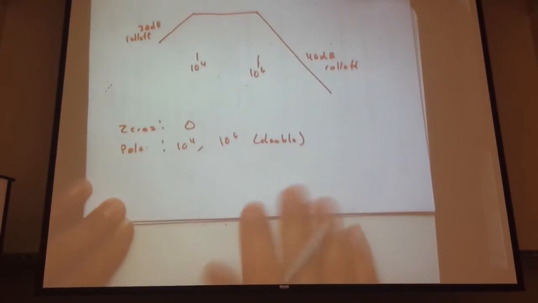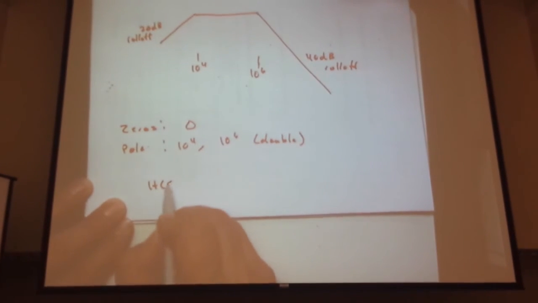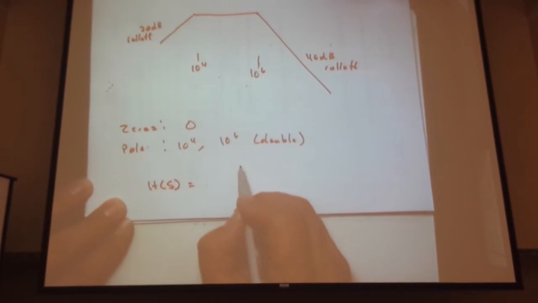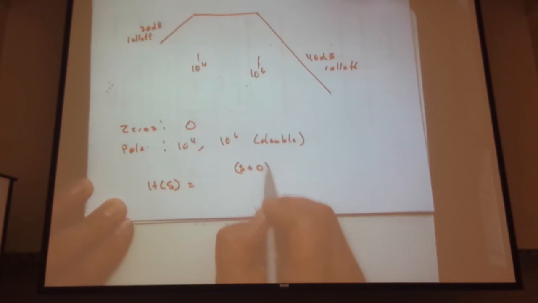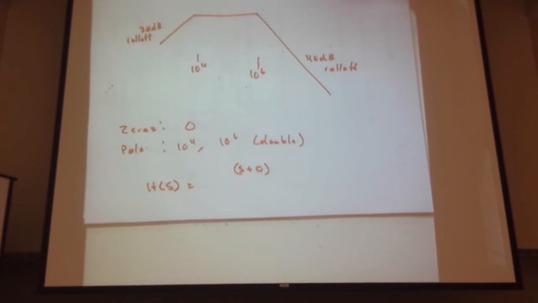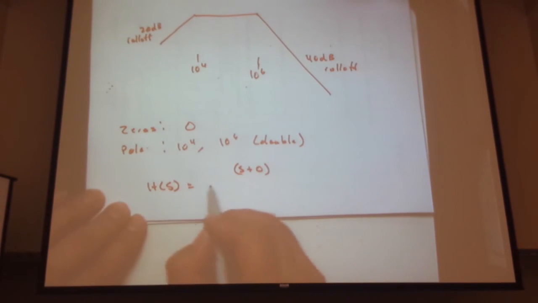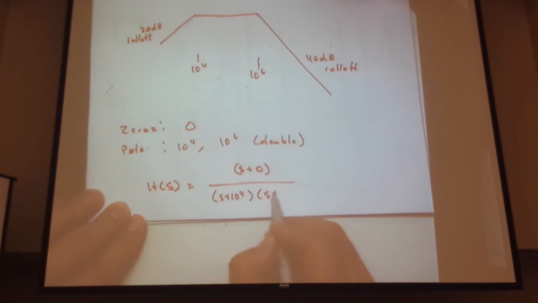If we write this out now, we could say H of s equals... If we want, we could really be a little silly and write that s plus 0. That's our 0. Why not? That works. The 0 is the identity operator there. s plus 10 to the 4 and s plus 10 to the 6 squared.